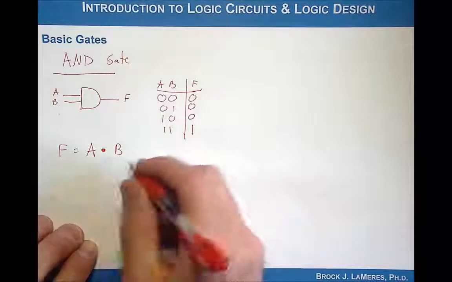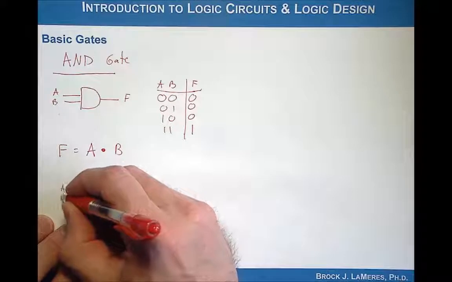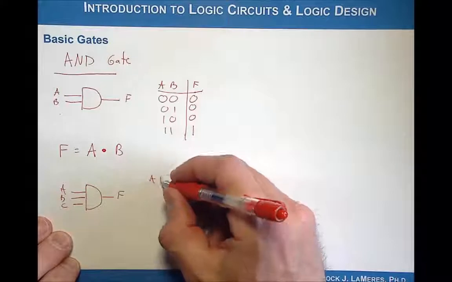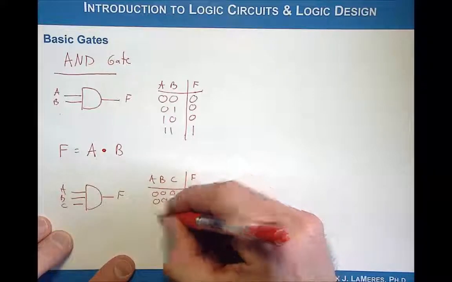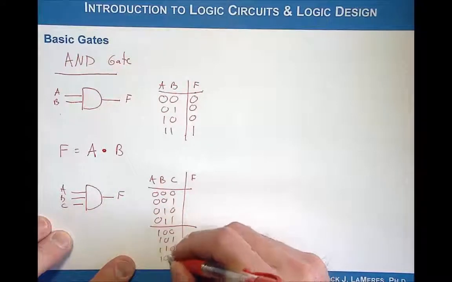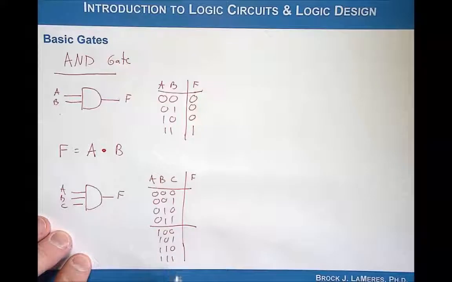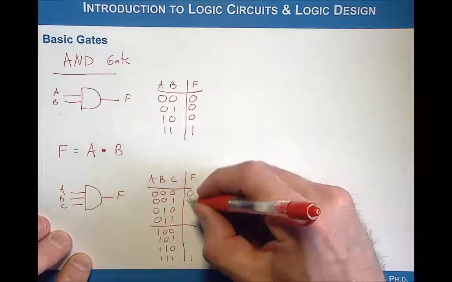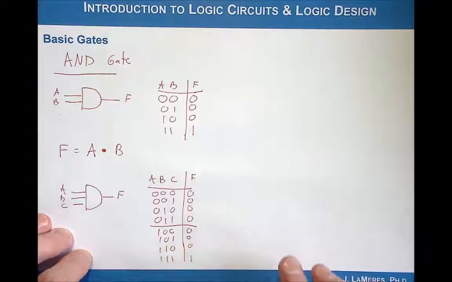If I extended an AND gate to a 3-input AND gate, which you can have, in theory, you can have an indefinite number of inputs. In practice, you can't, but let's just say we had a 3-input AND gate. All that does is you would list out the inputs, 0 0 0, 0 0 1, 0 1 0, 0 1 1, 1 0 0, 1 0 1, 1 1 0, 1 1 1, and the logic still holds where the output is only true if all of the inputs are true. So it's only a 1 when A is equal to 1, and B is equal to 1, and C is equal to 1. So the truth table for a 3-input AND gate would look like this, and so on and so forth as you went to a 4-input, et cetera.